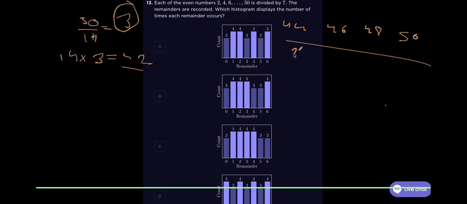Over here we get a remainder of 2. Over here we get a remainder of 4. Over here we get a remainder of 6. And over here we get a remainder of 1. So every remainder occurs 3 times except 2, 4, 6, and 1, which occur 4 times.